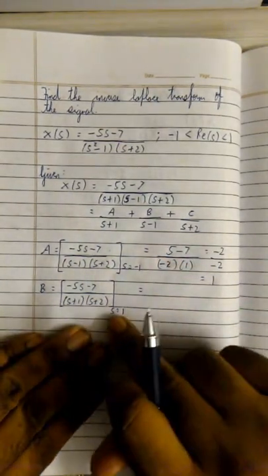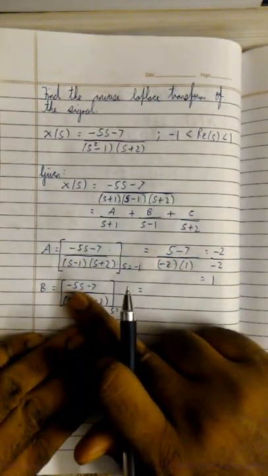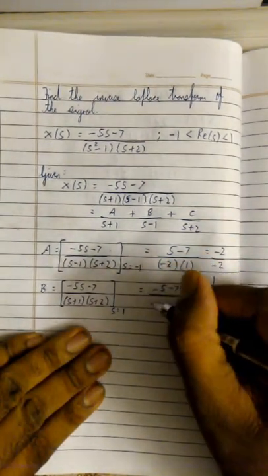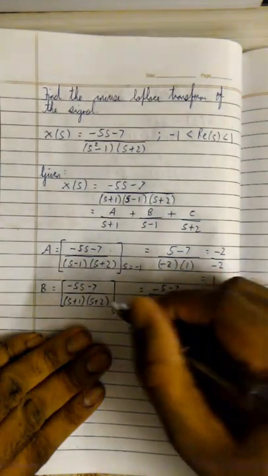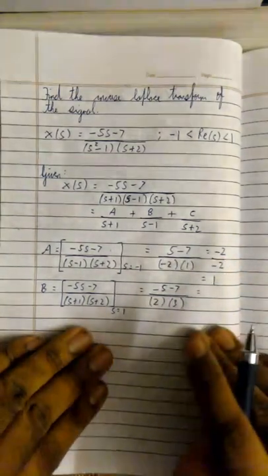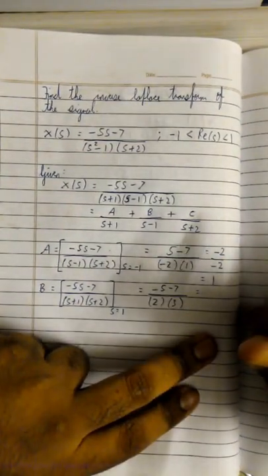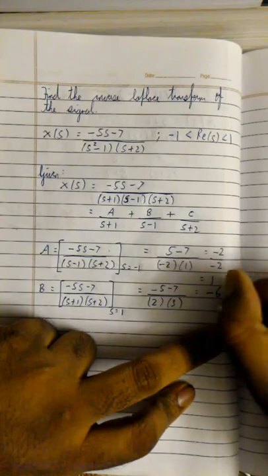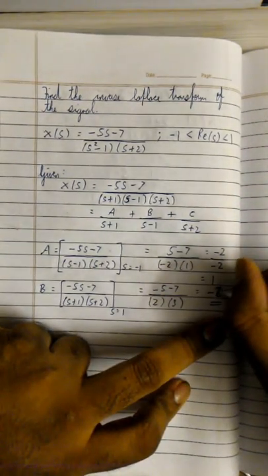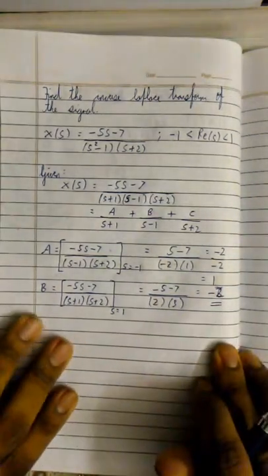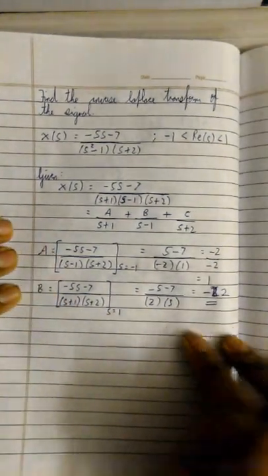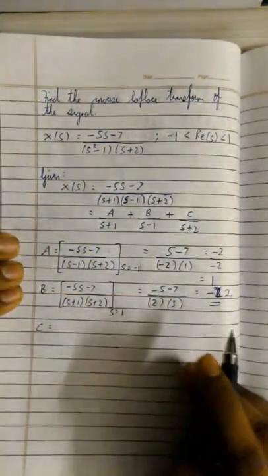So you get here, minus 5 into 1 is minus 5. So you will have minus 5 minus 7 by, here 1 plus 1 is 2 and 1 plus 2 is 3. So you will get minus 12 by 6. Minus 12 by 6 is minus 2. Sorry. Minus 2. Okay. Minus 2. Next is find the equation for C.